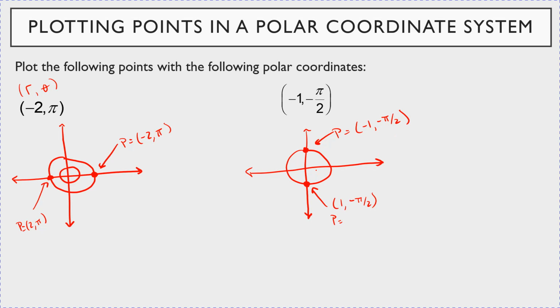Important to note that. The negative value here, the directed distance, tells me to go in the opposite direction. All right, so this is just another way to plot points. Instead of x, y, you're giving the directed distance and then the angle from the polar axis. That's what's going on here.